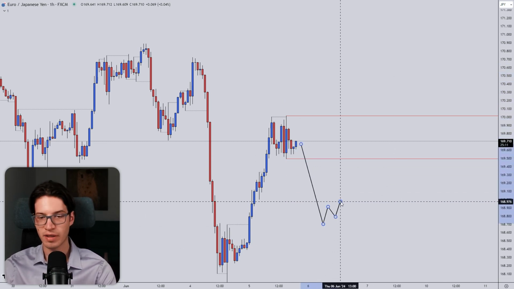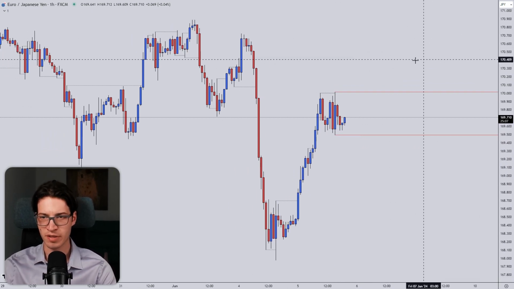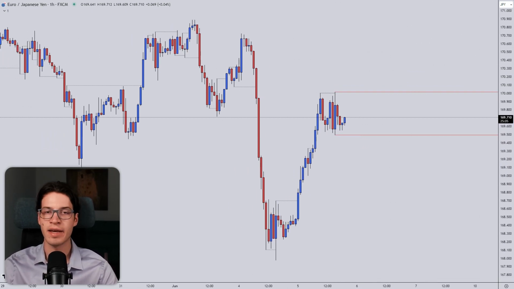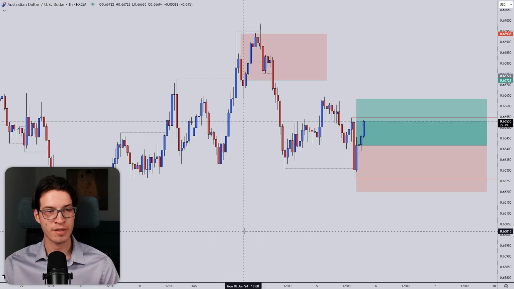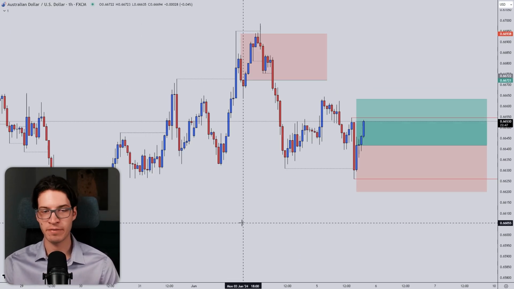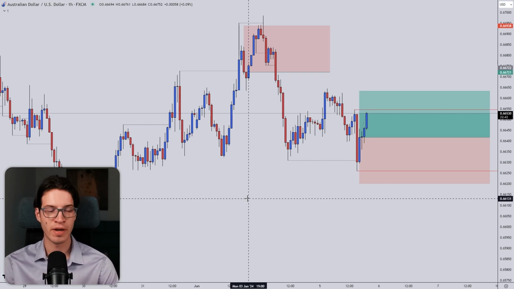So that is about it for the Euro and the Japanese Yen. Being more patient on this currency pair. So let's move on to the Aussie and the US dollar. So what has been happening on this currency pair? It is my favorite to trade, where we get a lot of setups on this pair, and we also trade the liquidity sweep as well.